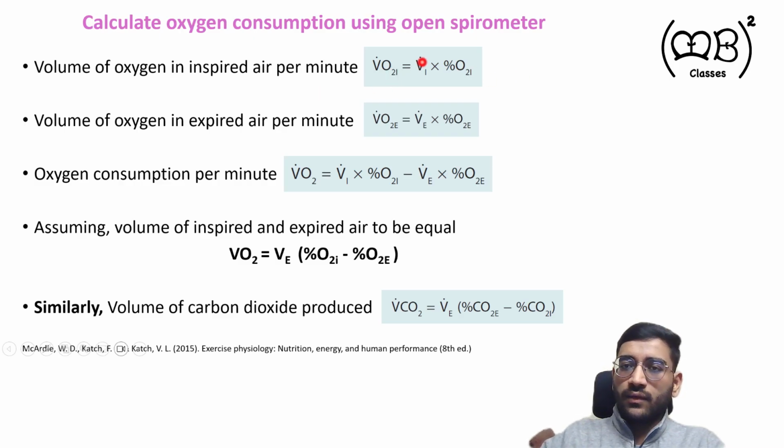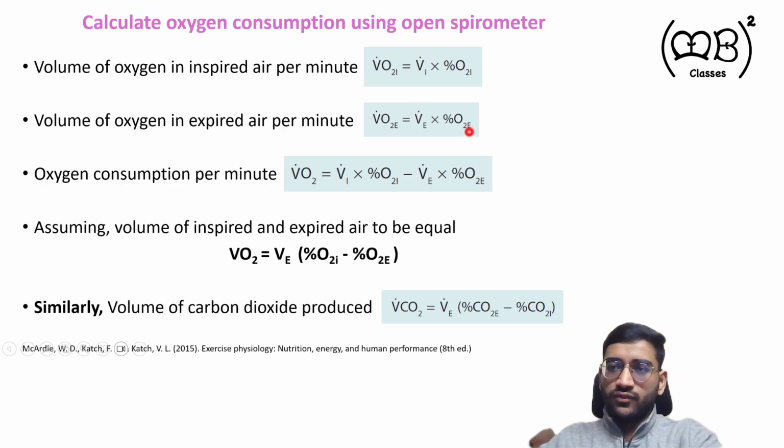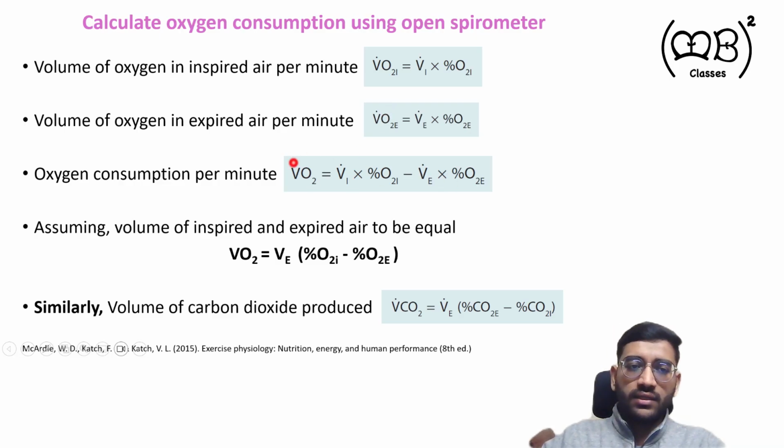So volume of inspiration, this is the total volume of inspiration. We can multiply this by the percentage of oxygen and get the volume of oxygen in the inspired air, and the total volume of expired air times the percentage of oxygen in the expired air would give you the volume of oxygen in the expired air. When I subtract these, I get the volume of oxygen consumption.